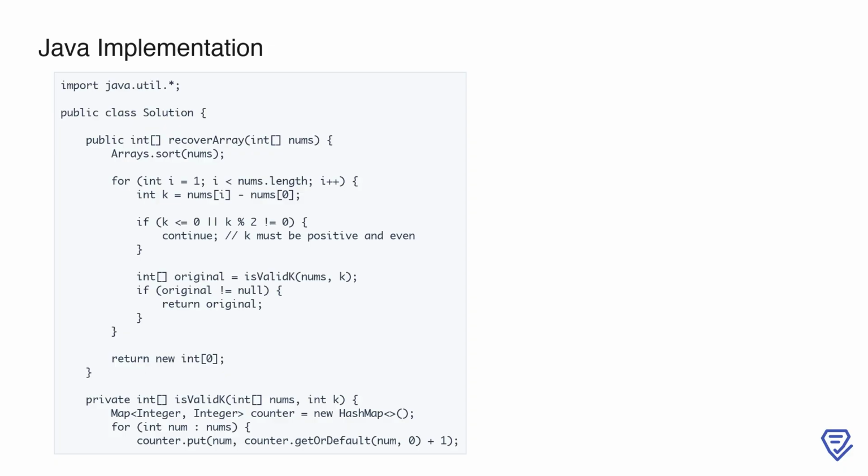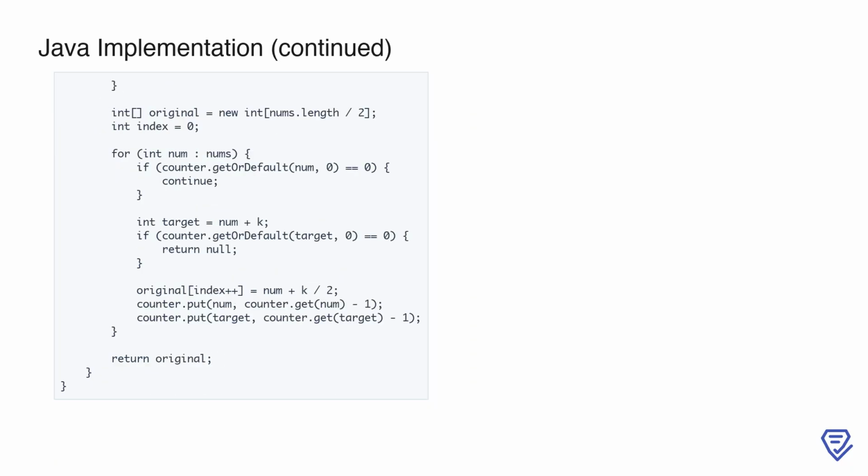If no valid array is found in all iterations, we return an empty array as the default result. The helper method isValidK is designed to validate whether a given k could generate the original array. First, we build a frequency map, counter, to track occurrences of each number in the input nums array. This helps us manage the pairing process efficiently. We then initialize an array, original, which will hold the reconstructed values, and an index variable to track positions.